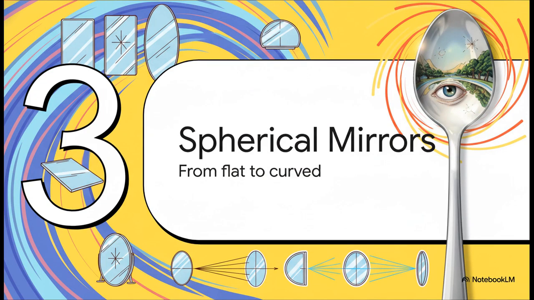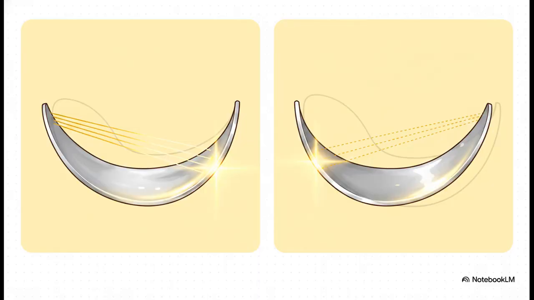And speaking of our spoon, that brings us perfectly into the world of curves. So let's leave flat mirrors behind for a bit and get right back to that spoon, which is a perfect real-world example of what scientists call a spherical mirror. With these spherical mirrors, there are basically two types. First, you have the concave mirror. Think of it like a cave. It's curved inwards. That's the inside of your spoon. This type of mirror brings light rays together, or converges them. The other type is a convex mirror, which bulges outwards, just like the back of the spoon. This one does the opposite. It spreads light rays out, or diverges them.